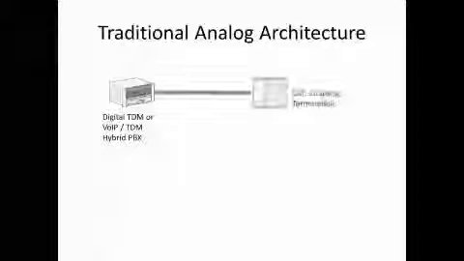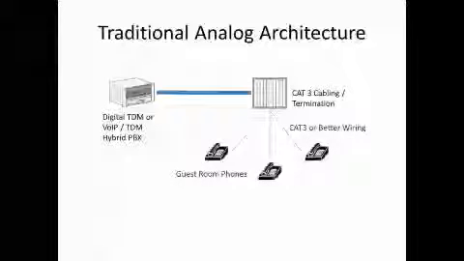So let's look at the traditional analog architecture just with respect to the guest room phone. Of course, first you need a digital TDM or maybe a VoIP TDM hybrid PBX in the phone room. And that connects with a large set of cables to the house wiring, we call it, but it's the category 3 or better cabling with termination blocks here. And then that simply goes through Cat 3 or better wiring to the guest room where the guest room phones are plugged into the jack in the wall. Pretty simple. And most of us are very familiar with this.